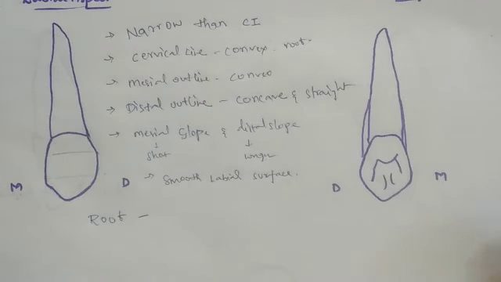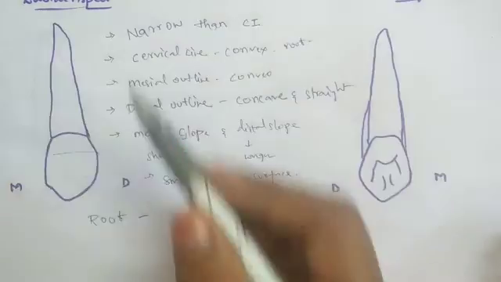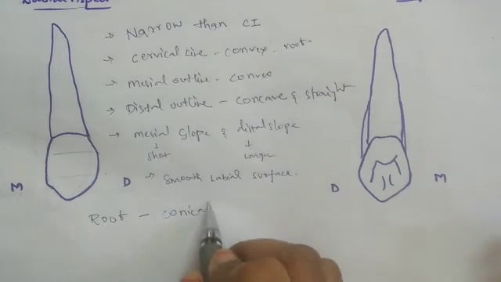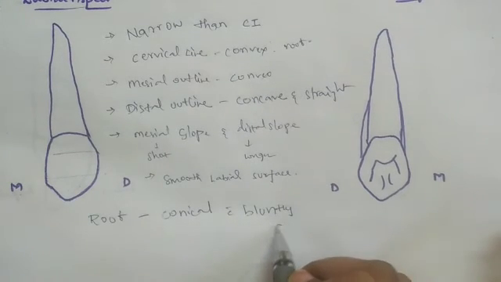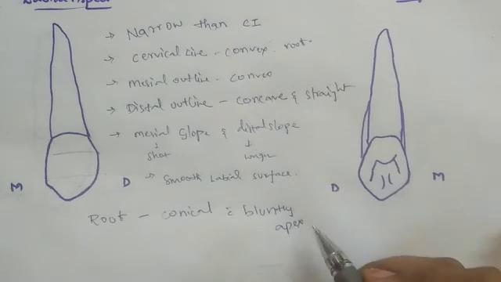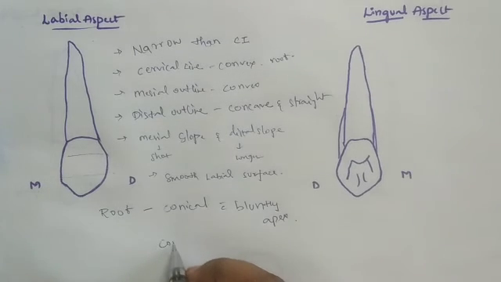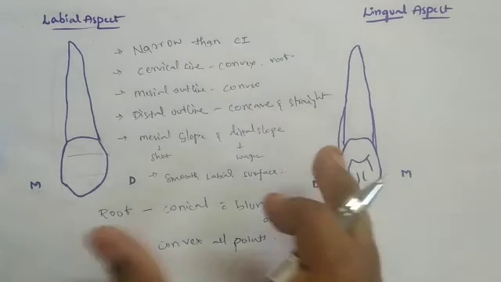The labial surface of the root is conical in shape. It tapers apically with a blunt apex. The root is conical with a blunt apex. The labial surface of the root is convex at all points. This is about the labial aspect.